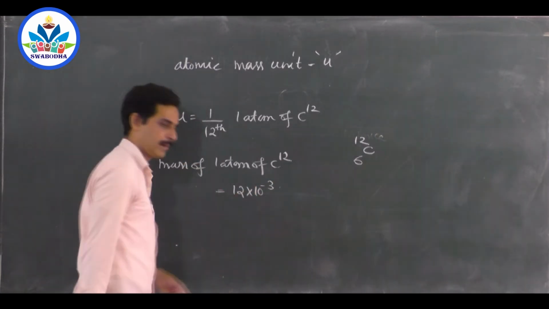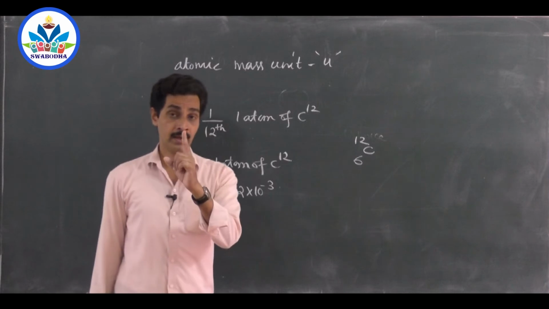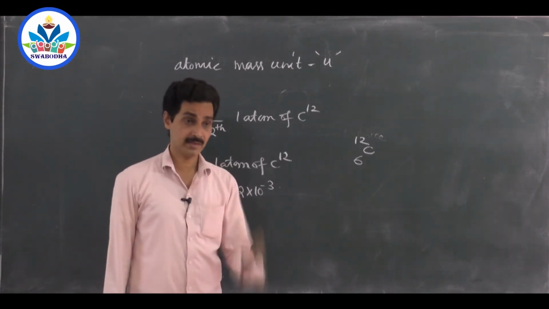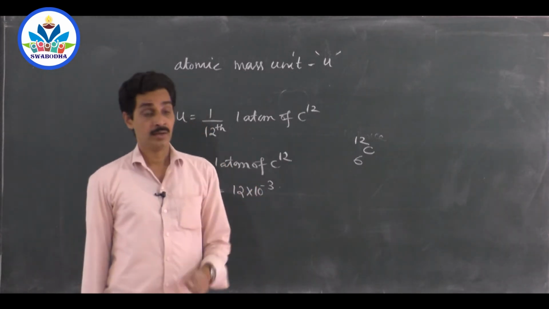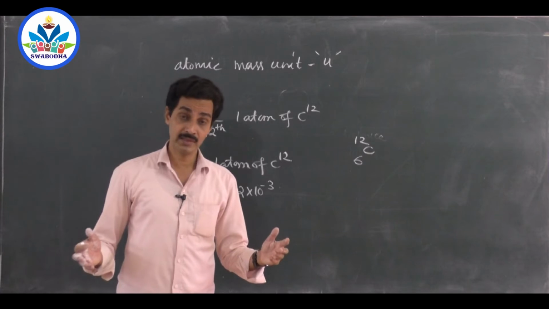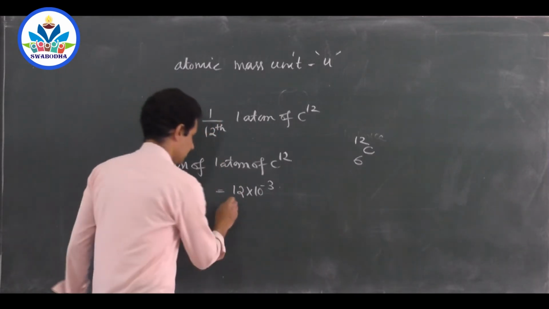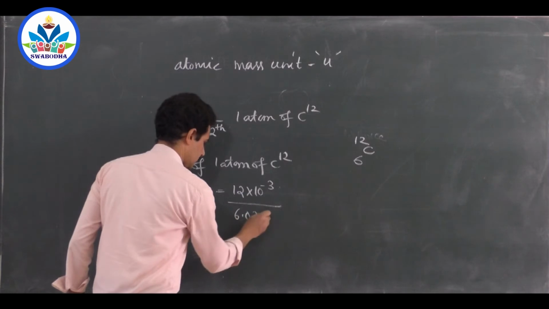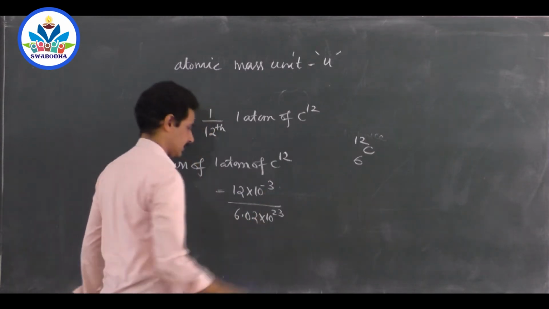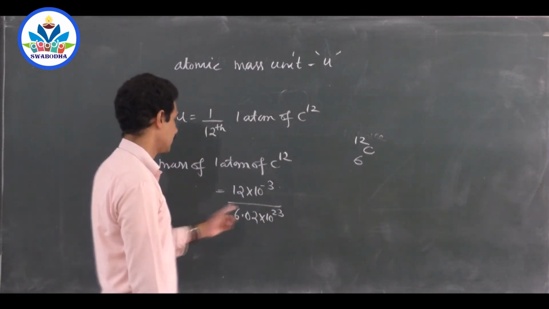12 gram is the mass of 1 mole of carbon atoms, that is 6.02 × 10^23 atoms. So 6.02 × 10^23 atoms weigh 12 gram. Then what is the mass of one atom? Divide by 6.02 × 10^23 atoms. That is the mass of one carbon-12 atom.